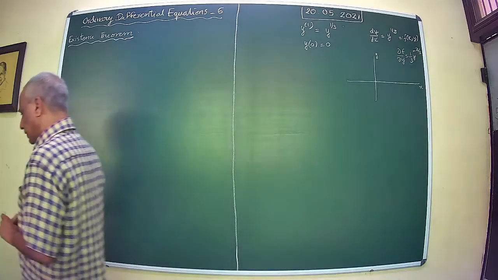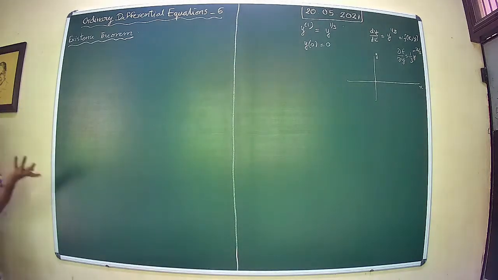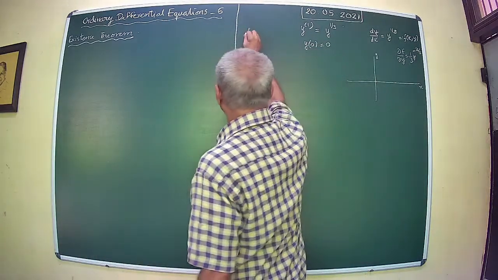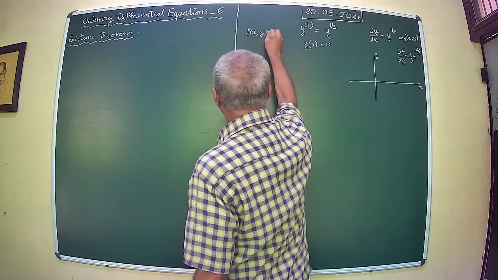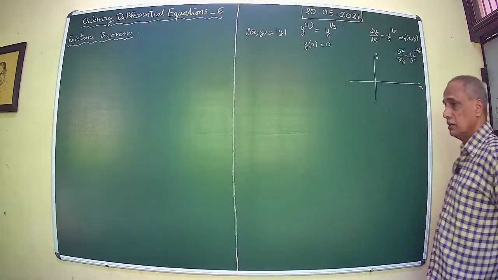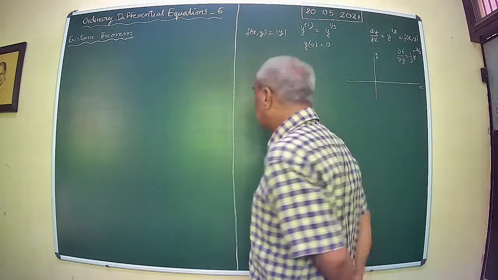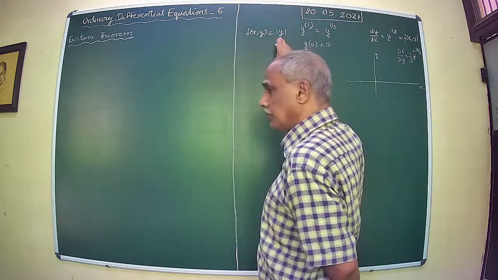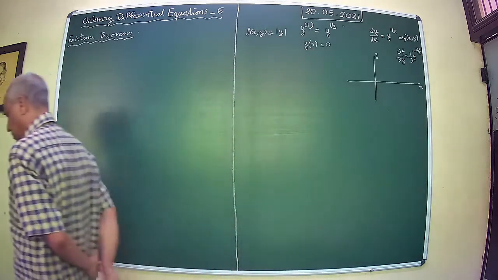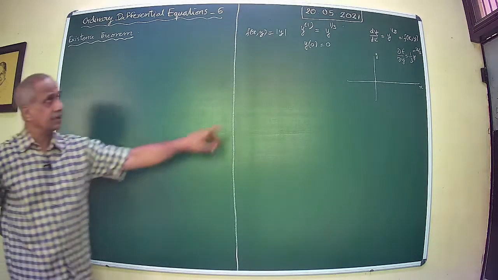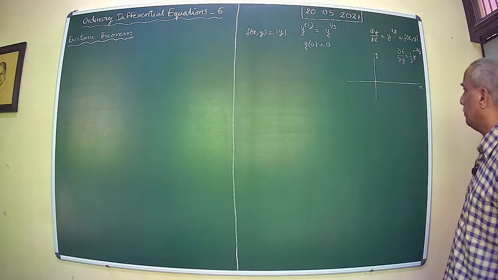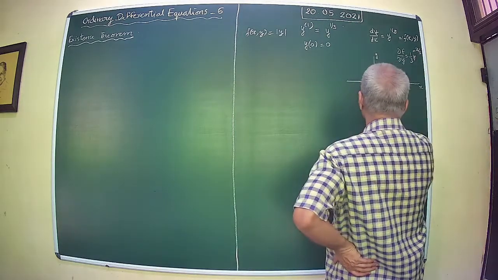Because for the function to satisfy the Lipschitz condition, it need not be differentiable. For example, you have seen this function f(x, y) equal to mod y. This satisfies the Lipschitz condition, but it's not differentiable at y equal to 0. So this is only a sufficient condition that I have been talking about. That's about that.